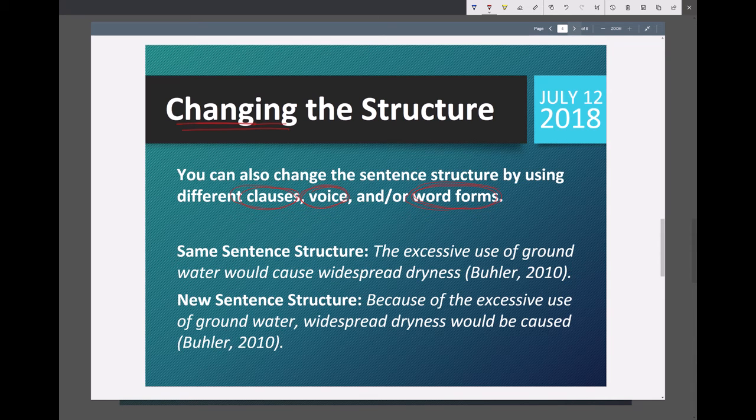Here's the sentence that you started with in your first paraphrase. So this is paraphrase 1. So it reads the same: the excessive use of groundwater would cause widespread dryness. Remember to still cite the author, because this is their idea, not yours. Okay, so you see the citation here as well.